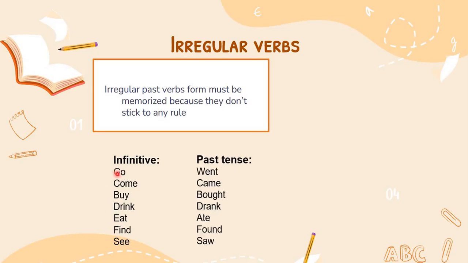So, for example, the past tense of the verb go is went. The verb come is came. Buy, bought. Drink, drank. Eat, ate. Find, found. See, saw. What we notice here is that in the past tense, the form of the verb changes completely from the infinitive form.